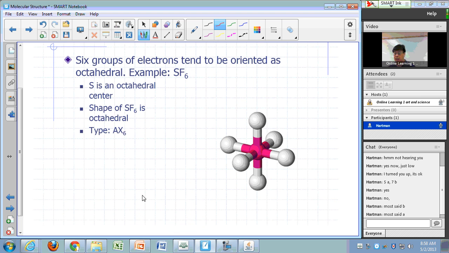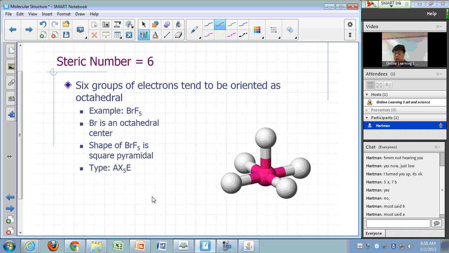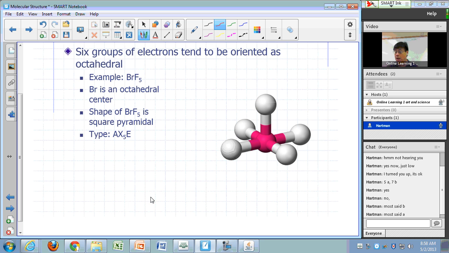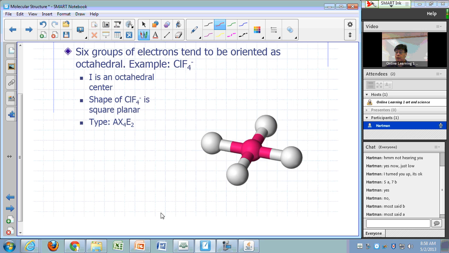Here's your octahedral shape, and here's your square pyramidal. So you have a lone pair down here. Okay, so the shape of the molecule is a square pyramidal. And here you have a lone pair up here and a lone pair down here, but the molecule itself would be a square planar shape. All right, and so this is type AX4. There's 4 atoms attached to the central atom, and there's 2 lone pairs.